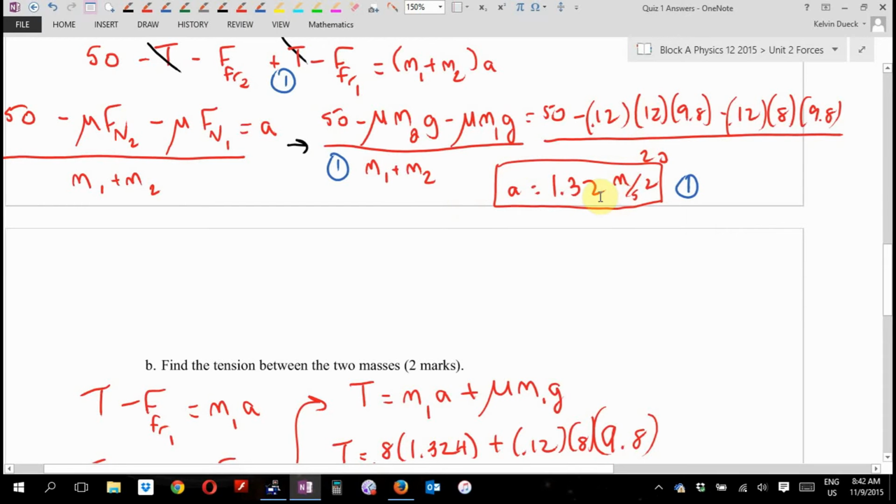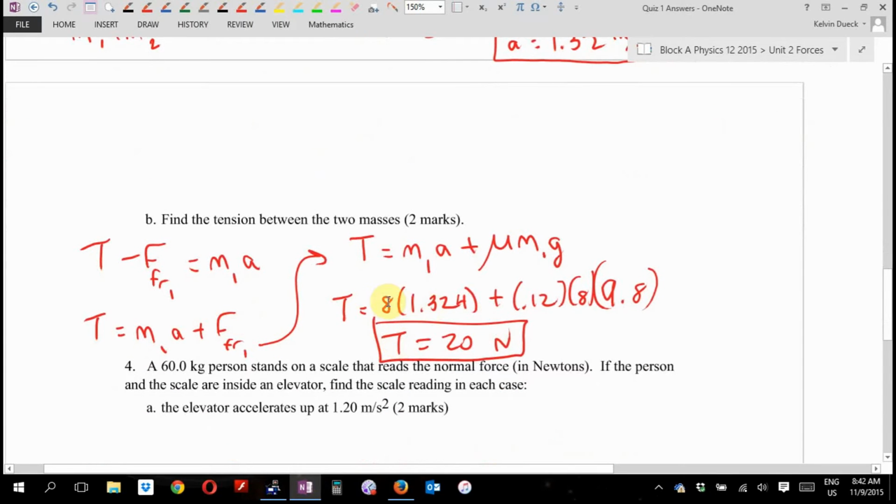If you got the acceleration incorrect, but then you went 8 times your acceleration plus 0.12 times 8 times 9, I'll give you 2 out of 2 for this. Good question. And that's always the case for the entire year.